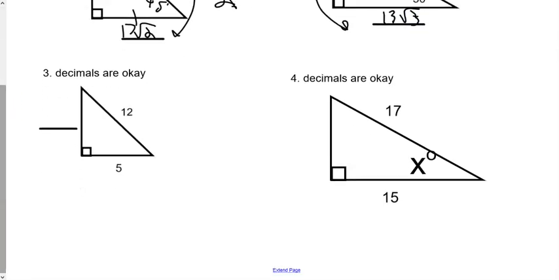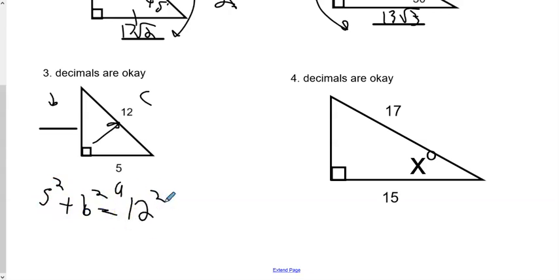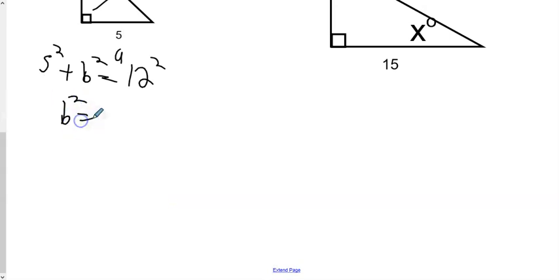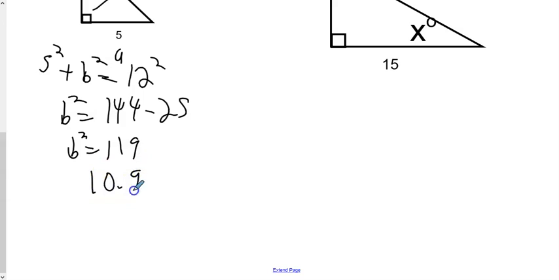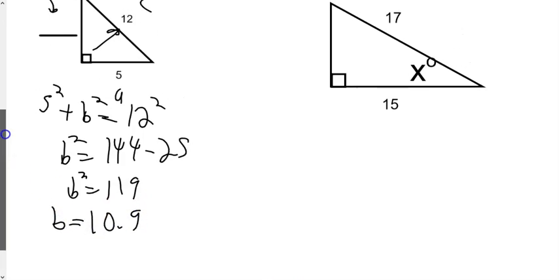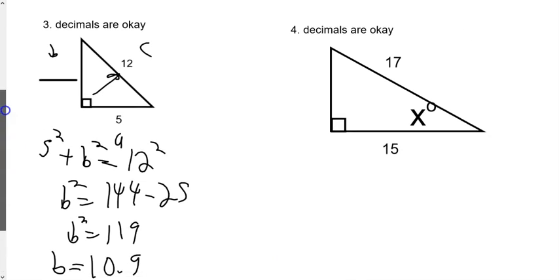Now here, decimals are okay. Since we don't have any angles, we are doing a squared plus b squared equals, is the most important, c squared. So 5 squared plus b squared equals 12 squared. So b squared is going to be equal to 12 squared minus 5 squared. We'll just type in our calculator, 144 minus 25, and we get b squared equals 119. And we take the square root of that, we get 10.9. That's our b. And again, we check and make sure, does our answer make sense? Yes, because it's less than 12.